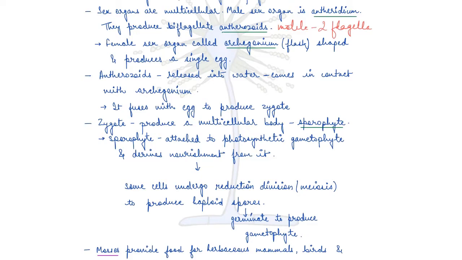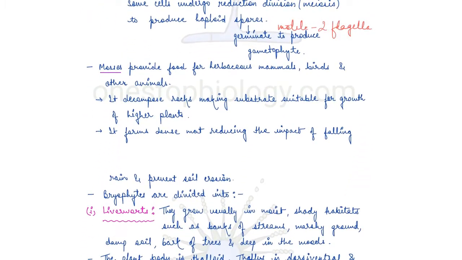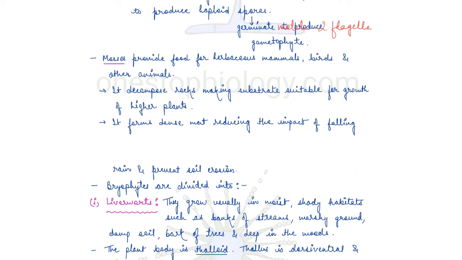Basically, mosses provide food to herbaceous mammals, birds and other animals, so they provide food to a lot of organisms. It also decomposes rocks, which makes the substrate suitable for the growth of higher plants. And that is why we said it is important for plant succession, because it decomposes rocks and makes them suitable for higher plants to grow there.